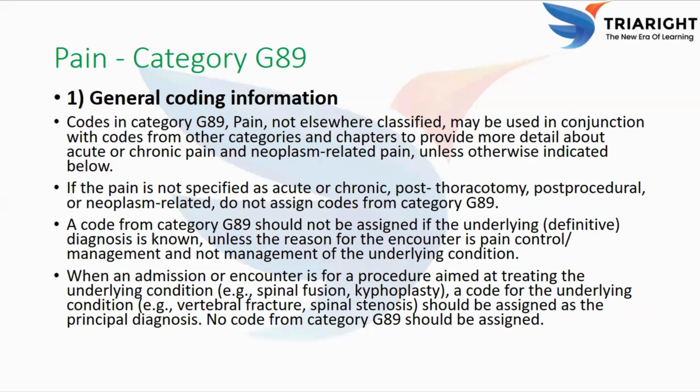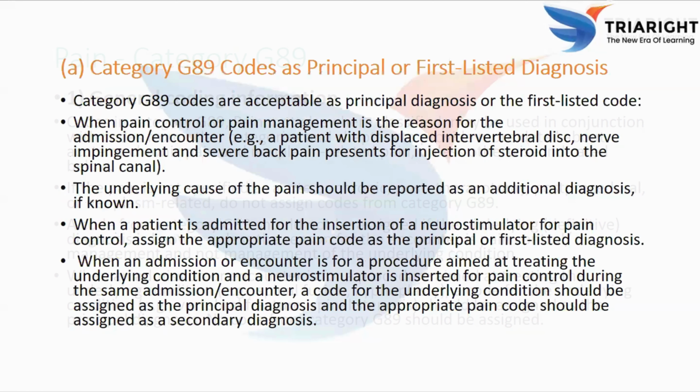So you have to remember these. If the pain is clearly described as acute, chronic, or cancer related or post-surgical, you have to use G89 code, right? So category G89 codes as principal or first listed diagnosis. G89 codes describe different types of pain, as I said, acute, chronic, cancer related, post-surgical. Sometimes these codes can be used as the main diagnosis. So this depends on why the patient is visited or being admitted.